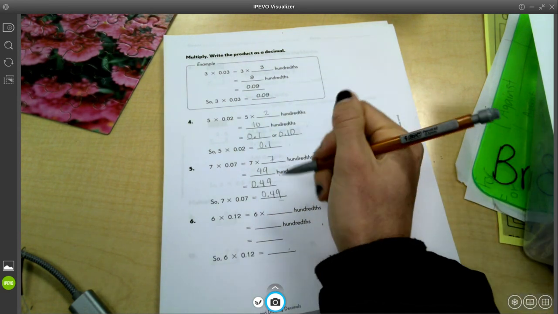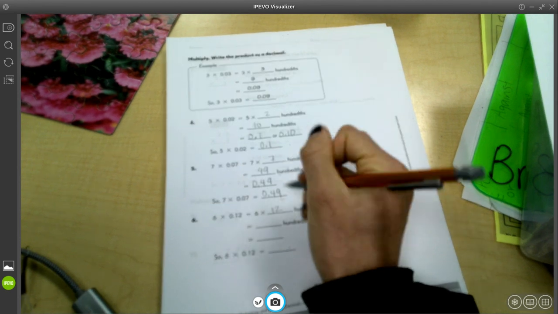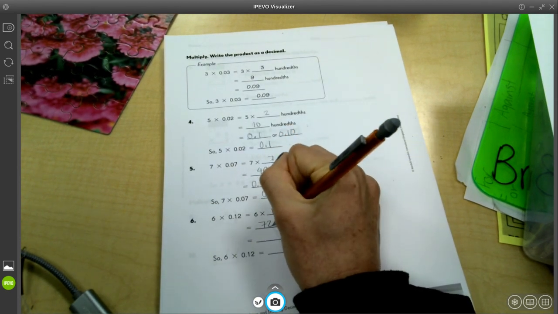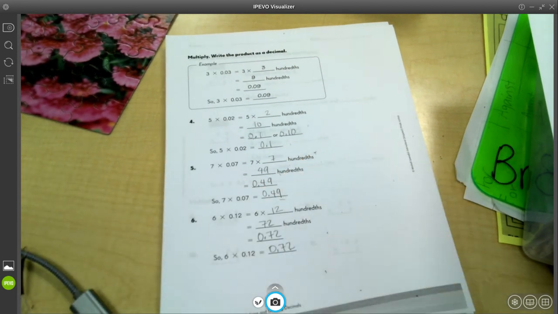Right, remember. 6 times 12 hundredths is 6 times 12 hundredths. 6 times 12 is 72 hundredths.